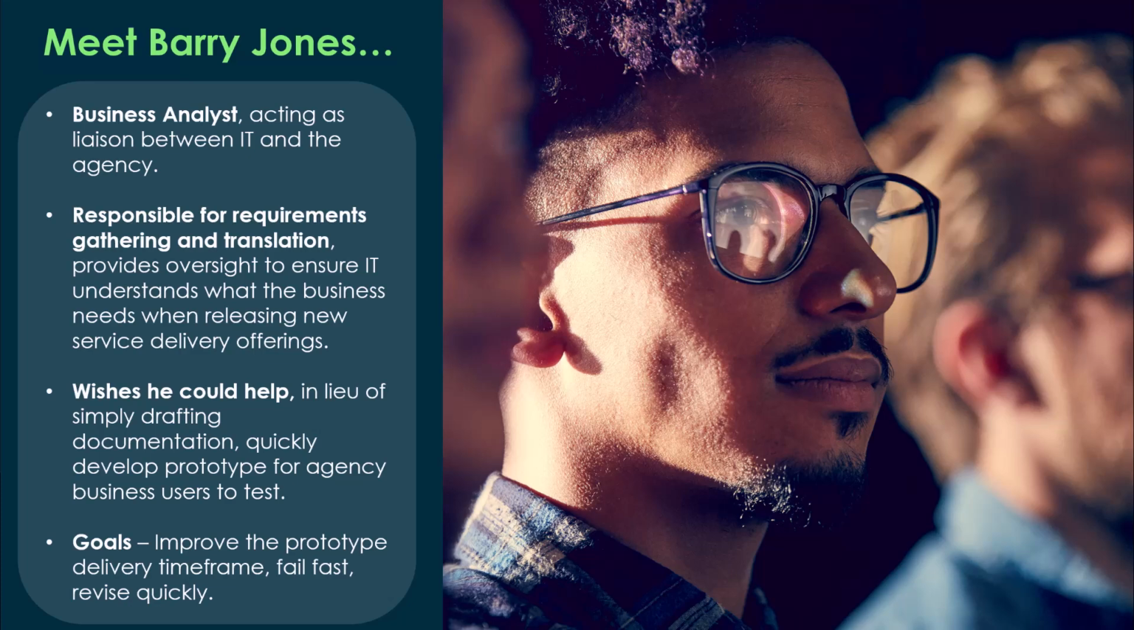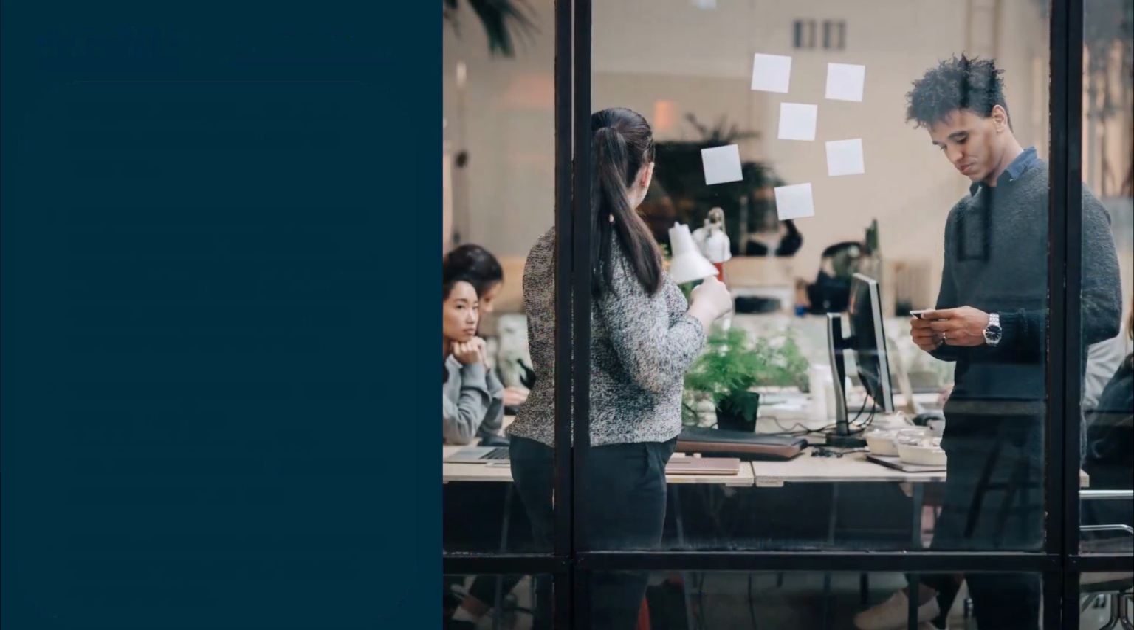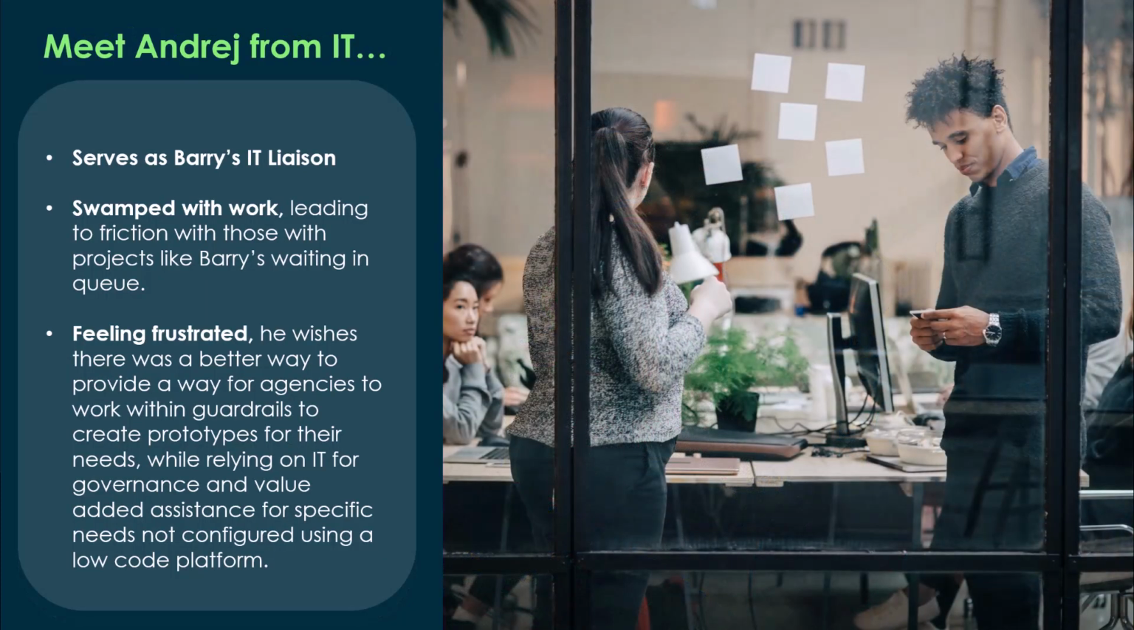If we look at the other side, we're going to meet a second person. Andre is Barry's liaison inside of IT, and he's the one with that really big backlog. He has a lot of friction and projects that are going on and is having to make Barry wait in line even though that's not what he really wants to do. He's really frustrated, wishes there was more he could do. That's the problem statement, the interaction between Barry and Andre.